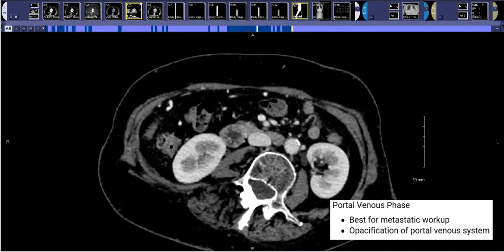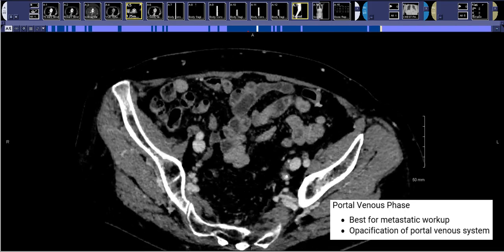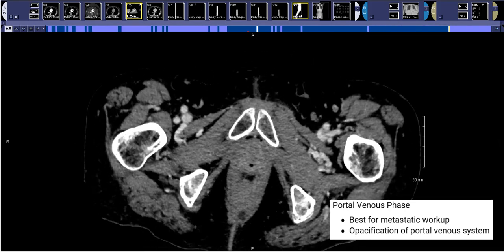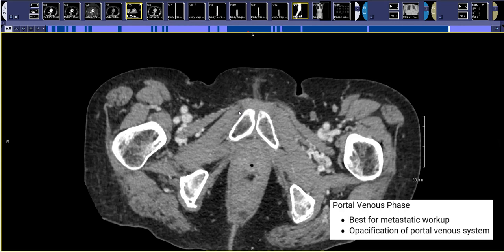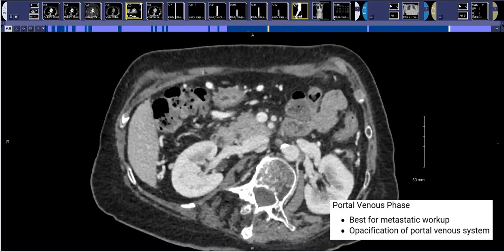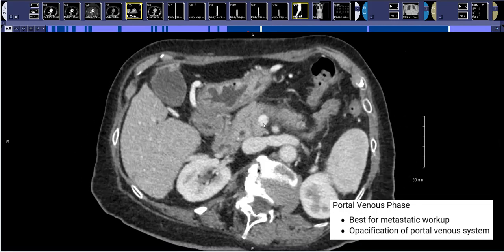The venous phase is where the pelvis is located, so we scan all the way down into the pelvis. So your workhorse phase for a pancreatic protocol CT scan is the portal venous phase, where you do everything for staging in addition to evaluating for the vasculature involvement of the venous system.